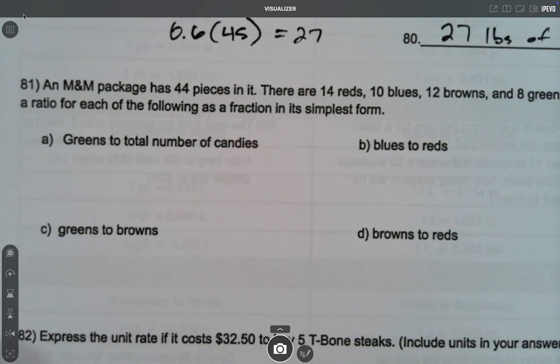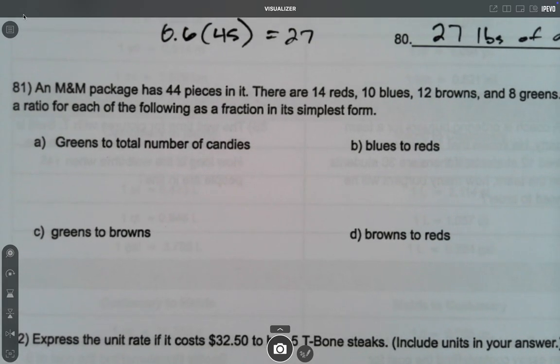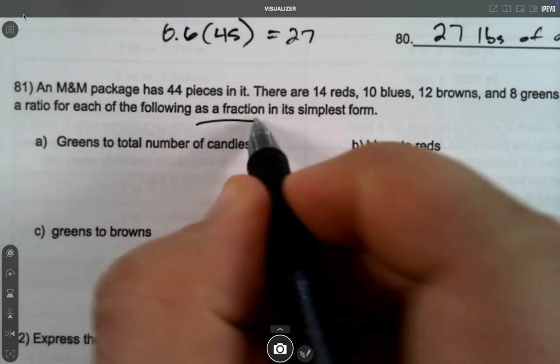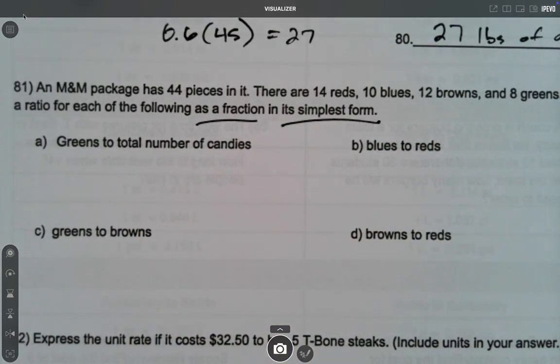An M&M package has 44 pieces in it. There's 14 reds, 10 blues, 12 browns, and 8 greens. Write a ratio of each of the following as a fraction in its simplest form. Make sure you read these directions. It's got to be a fraction, and it's got to be simplest form, meaning reduced as far as it can be.